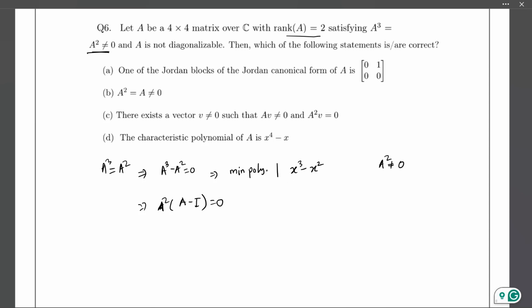So the minimal polynomial divides x cube minus x square, which is x square times (x minus 1). So what can the minimal polynomial be? The minimal polynomial has the choice of either x minus 1 or x square times (x minus 1). Can this happen? First observation: if the first happens, what will happen? A minus 1 is equal to 0. This will imply A square is equal to A.